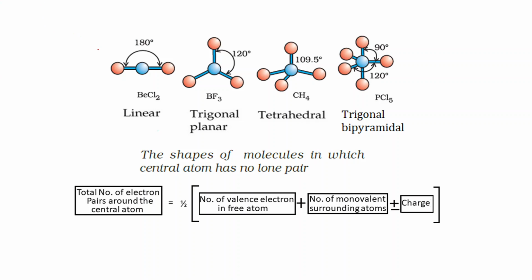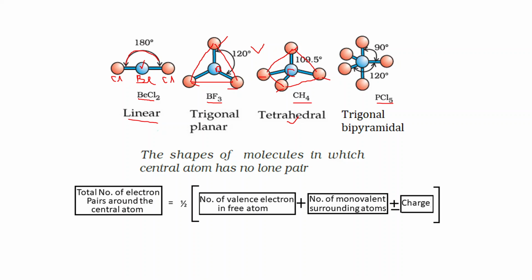Now you can also see the shapes of molecules in which the central atom has no lone pair, like BeCl2. This is linear. This is the central atom, Be, and the surrounding atoms are Cl and Cl. This is linear, bond angle is 180 degree. BF3: this is B, and these 3 are F. If you join the centers of these, we get the trigonal planar geometry, and the bond angle is 120 degree. CH4: this is C, and these 4 atoms are hydrogen. If you join the centers of these atoms, we get a tetrahedral geometry.